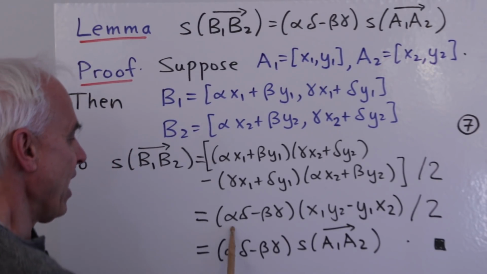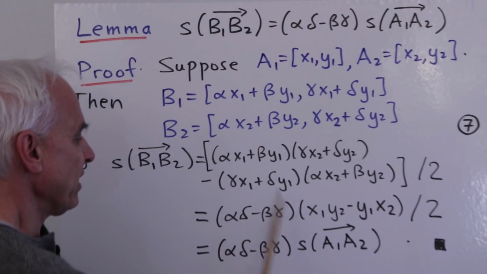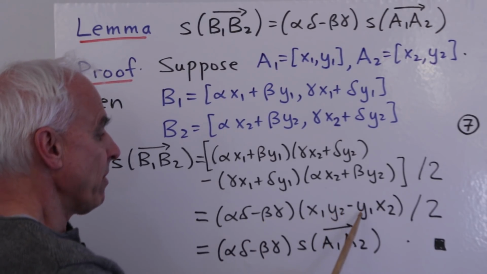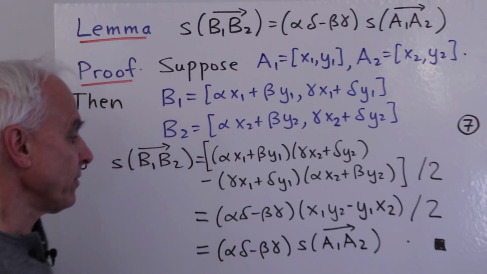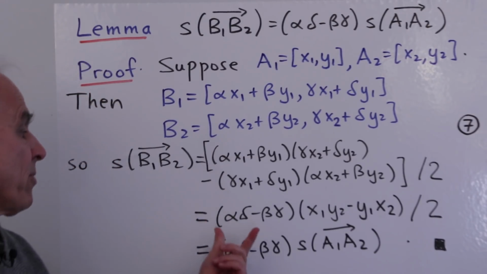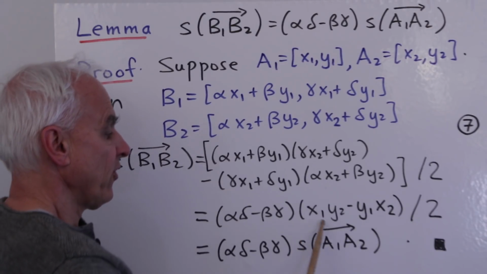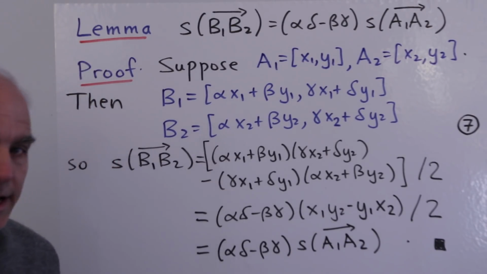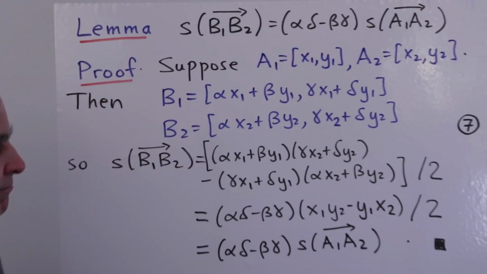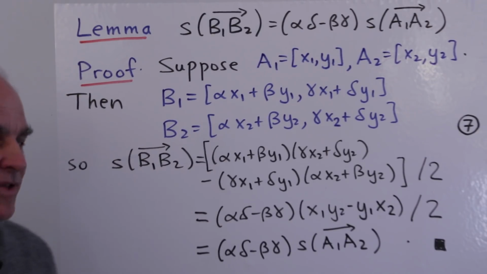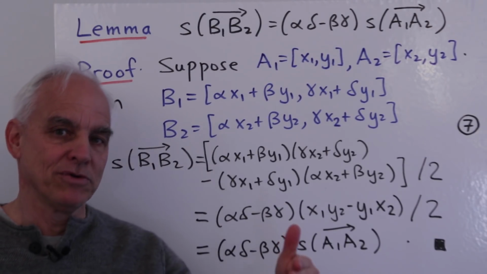So we can write it this way. Alpha delta minus beta gamma times x1, y2 minus y1, x2 all over 2. And that's what we wanted. There's that factor that we want. And this expression here is the signed area of A1, A2. So that's proof of the lemma, the stepping stone to the theorem.